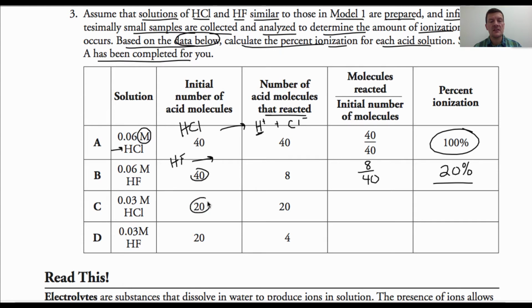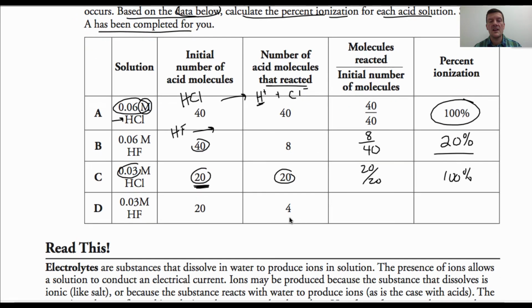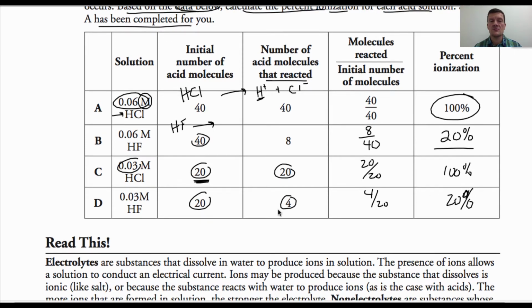20, again, HCl, 20. Now this time we have fewer. Do you see how the concentration is less? Here we got 0.06, here we got 0.03. So we have fewer particles. It's not as concentrated, fewer moles per liter. But look again, all of them react, 100%. Whereas here, if you got 20, only 4 of them react, and 4 out of 20 is going to be your 20%, or 1/5.